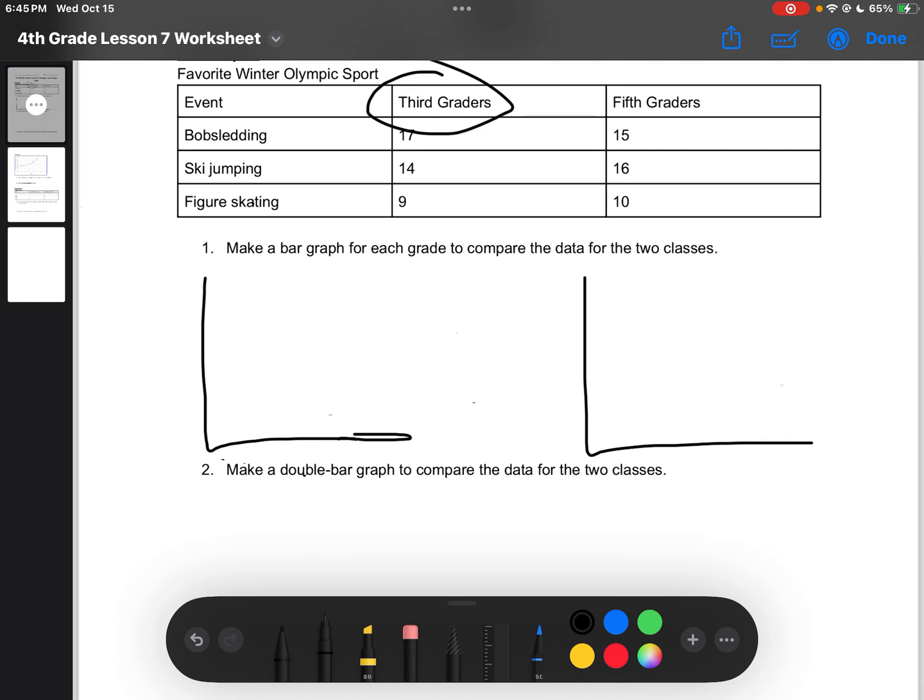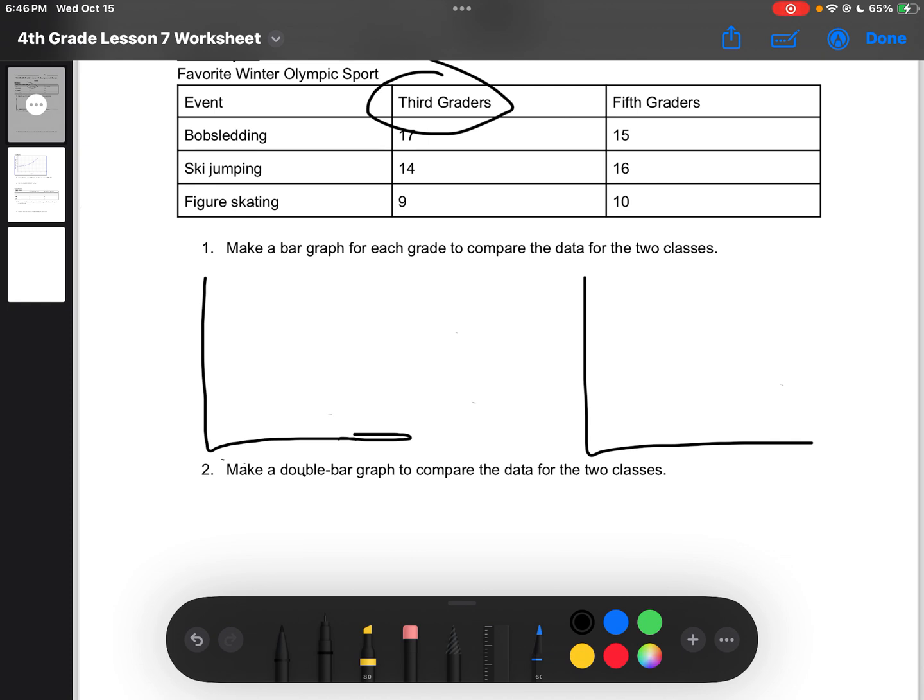For the x-axis, the label will be the same for both 3rd grade and 5th grade, so it'll be called event. The y-axis label for 3rd graders will be number of 3rd graders, and for 5th graders it will be number of 5th graders. The title for 3rd grade will be 3rd graders in each event, and for 5th graders it will be 5th graders in each event. So those will be your labels. I won't be writing it physically, but hope you got that. Let's make the bar graph now.